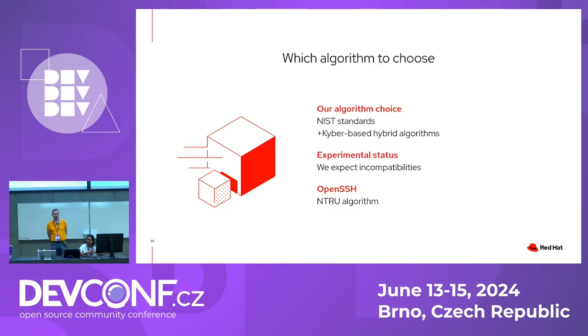We also have chosen the algorithms to be provided by the operating system we maintain. Of course, we have chosen NIST standards, well, technically pre-standards, so they will be updated when standards are finalized. Plus, in Fedora, we also add Kyber-based hybrid algorithms because they are widely distributed. They're available, for example, in Google Chrome and Mozilla Firefox. There are installations on Cloudflare, so you can make post-quantum experiments.